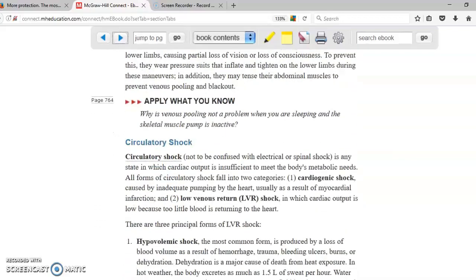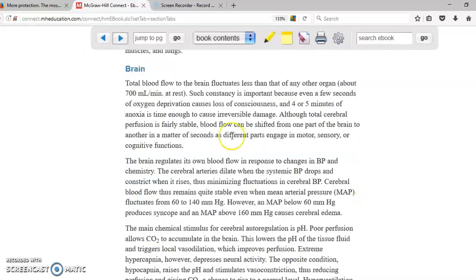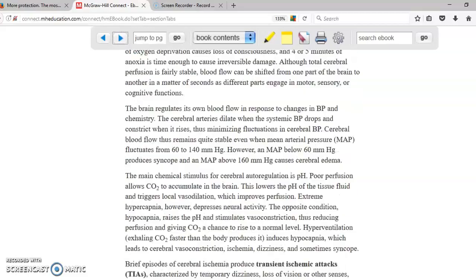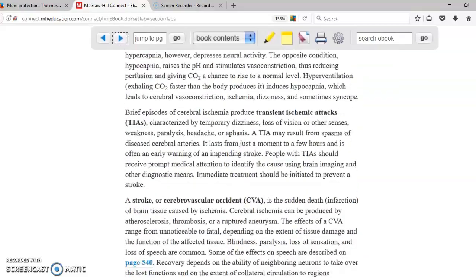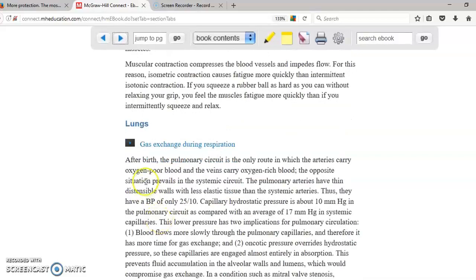So if we keep scrolling down, next topic is special circulatory routes. The brain must have blood all the time, because the moment that you don't have blood in your brain, right, you're going to pass out. And if it goes more than that, like maybe 4 or 5 minutes, then obviously there's going to be damage to your brain and you will never be the same. Skeletal muscles, obviously the muscles are going to get a lot of blood when you have physical activity. The lungs are the only areas in which the artery contains a whole bunch of carbon dioxide, and the veins contain a lot of oxygen, which is completely opposite to what happens in your circulatory system.